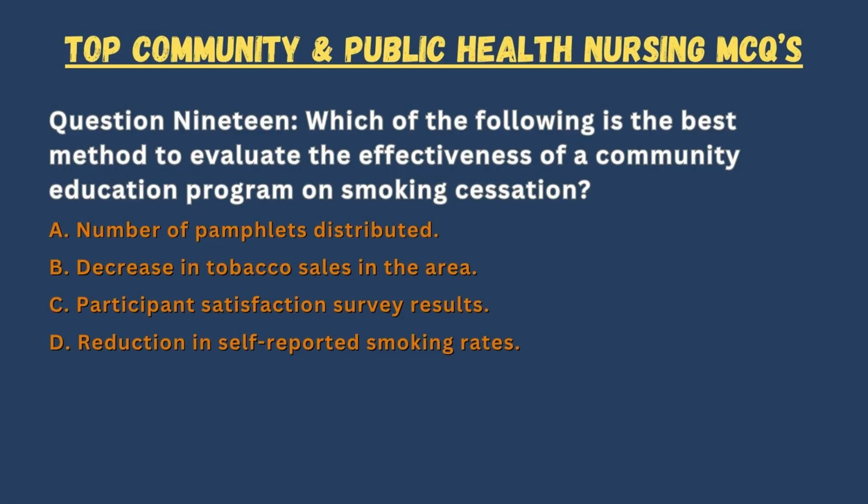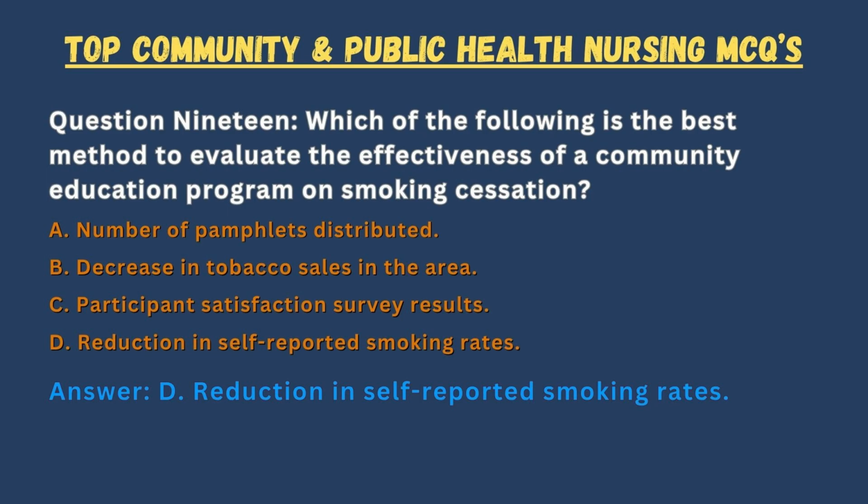Question 19. Which of the following is the best method to evaluate the effectiveness of a community education program on smoking cessation? A. Number of pamphlets distributed. B. Decrease in tobacco sales in the area. C. Participant satisfaction survey results. D. Reduction in self-reported smoking rates. Answer. D. Reduction in self-reported smoking rates.